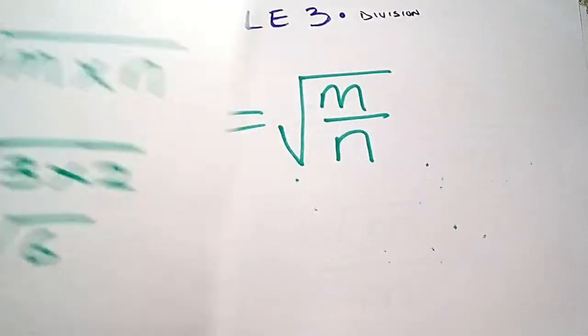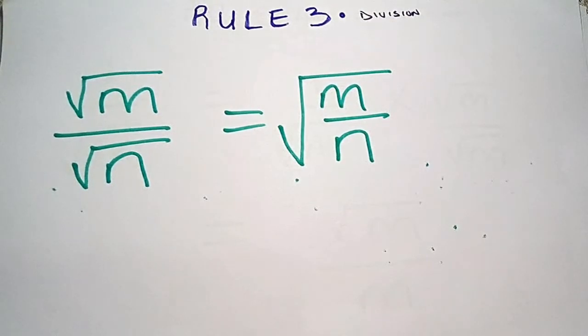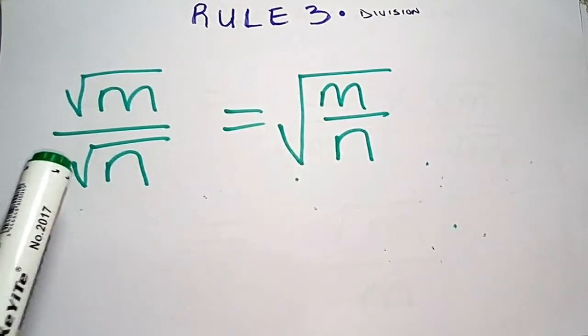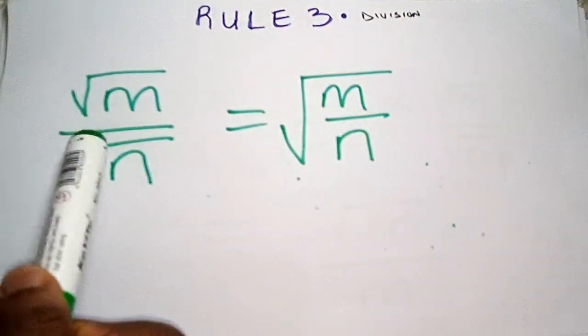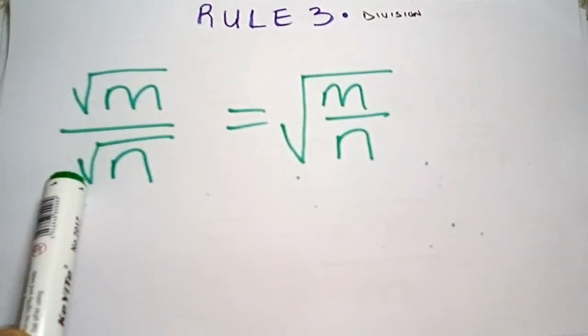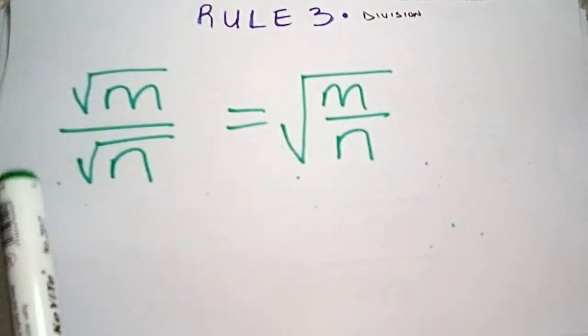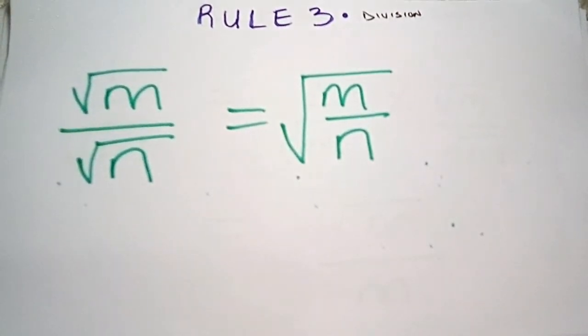Now rule 3 is division. Now this also is very simple. It helps you understand that you can have division format like this or division format like this. If you have something like this, you can separate it into this form and division and so on. And let me bring a real example.